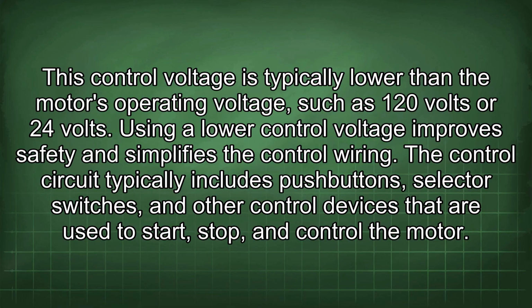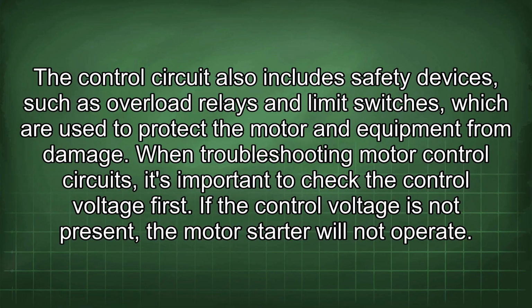The control circuit typically includes push buttons, selector switches, and other control devices that are used to start, stop, and control the motor. The control circuit also includes safety devices, such as overload relays and limit switches, which are used to protect the motor and equipment from damage.